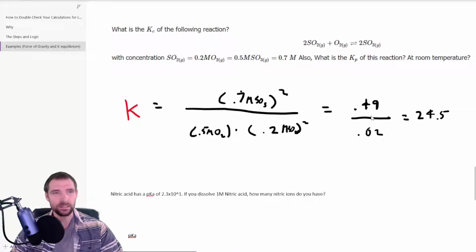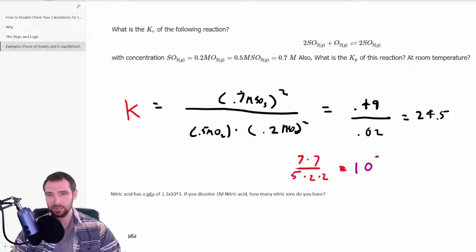If we wanted to do this the other method that we've been doing, we've got the 7 times 7 over 5 times 2 times 2, and that's being multiplied by 10 up to some power. So this was 10 up to the -1 times 2 on the top there. And then it looks like we are subtracting 1 there.